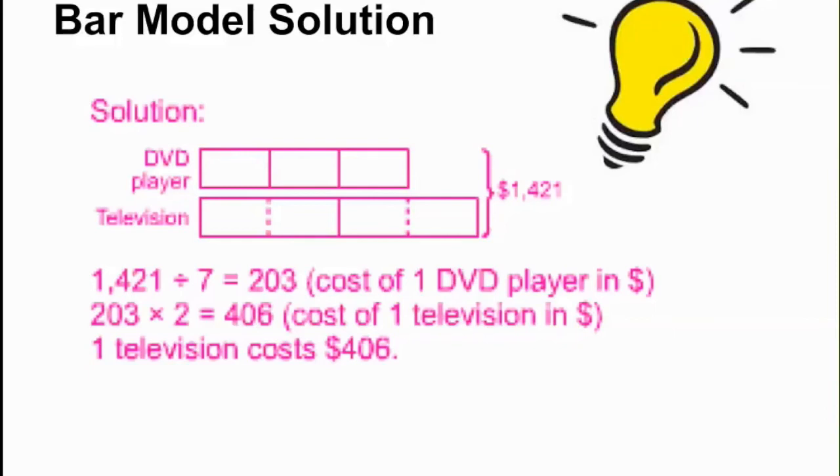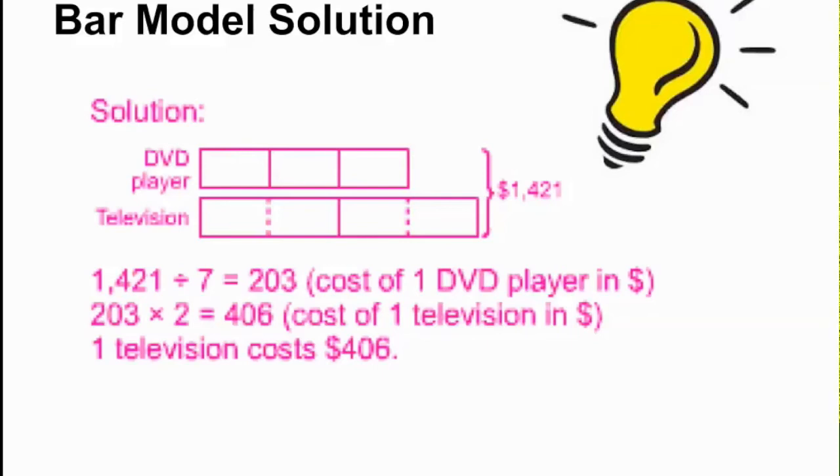If you take a look at the solution using the bar model, you will notice that the model is structured in terms of cost. The model makes it clear that it takes 2 DVD players to equal the cost of 1 television. In order to obtain the answer for this problem, the bar model is split into equal parts. There are 7 equal parts that when added together are going to give you the total cost of $1,421. If you take that total cost, $1,421, and divide it by 7, you are going to obtain the answer $203, which is the cost of 1 DVD player.